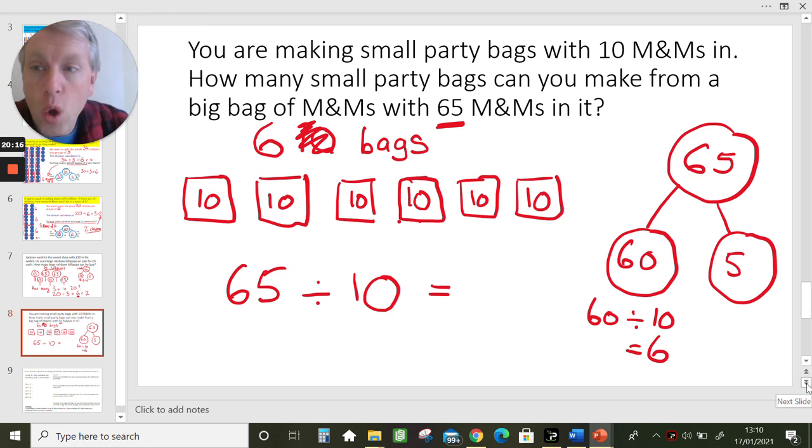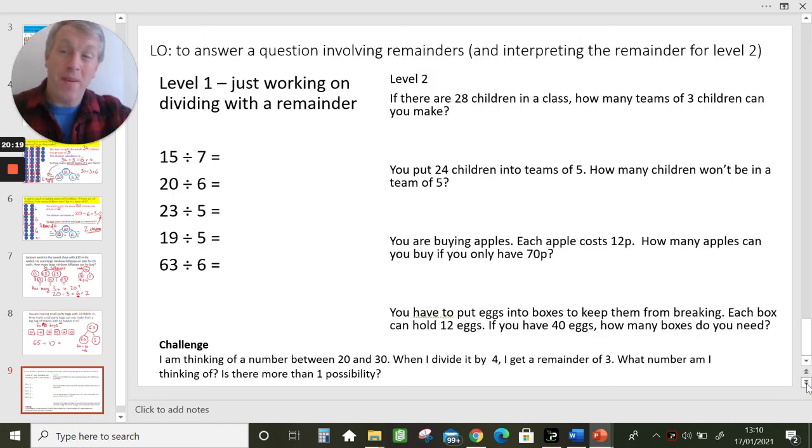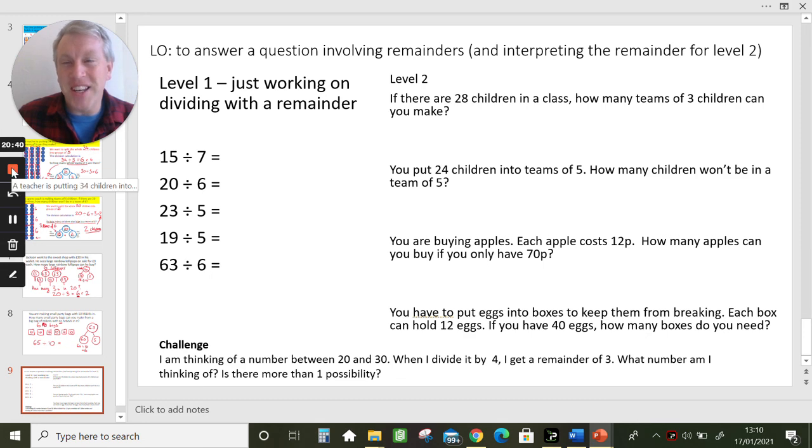So we've been thinking about dividing with the remainder and what it means, how we have to really answer the question. Quite tricky. If it's confusing, just have a go on the level 1 questions. If you think level 1 easy, give it a good go on level 2, and then we have got a challenge for you.